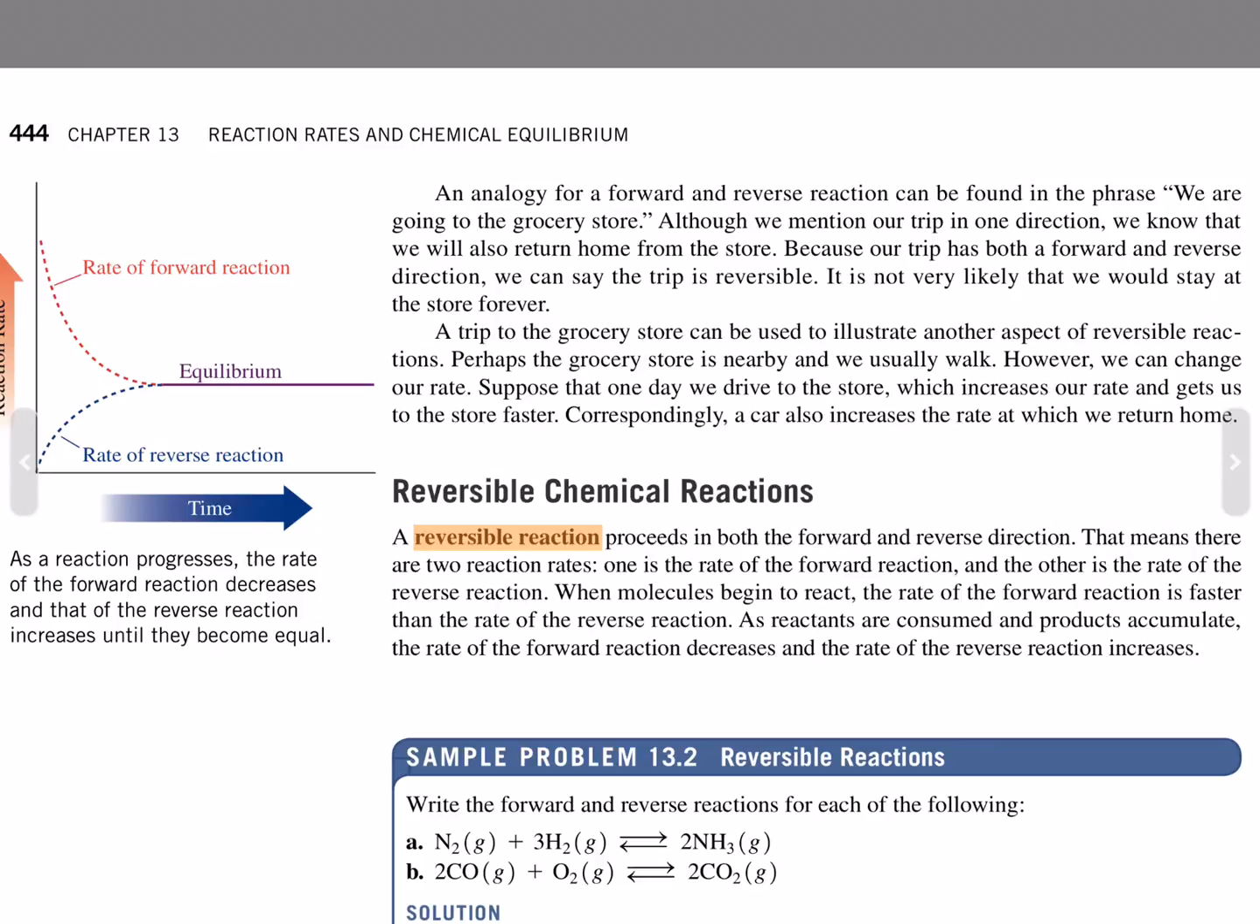Reversible chemical reactions. A reversible reaction proceeds in both forward and reverse direction. That means there are two reaction rates. One is the rate of the forward reaction and the other is the rate of the reverse reaction. When the molecules begin to react, the rate of the forward reaction is faster than the rate of the reverse reaction. As reactants are consumed and products accumulate, the rate of the forward reaction decreases and the rate of the reverse reaction increases.